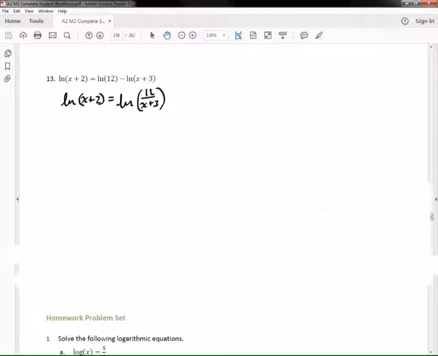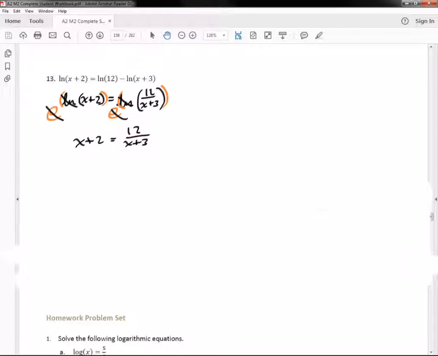Do you guys know how to get rid of those natural logs all at once? Do the base e. Now, there are other ways, but this way I think would be the most simple way. If I raise this side to the base e and this side to the base e so that these are now exponents up here, then magic happens. Peace out, peace out, peace out, peace out. We have x plus 2 equals 12 over x plus 3.